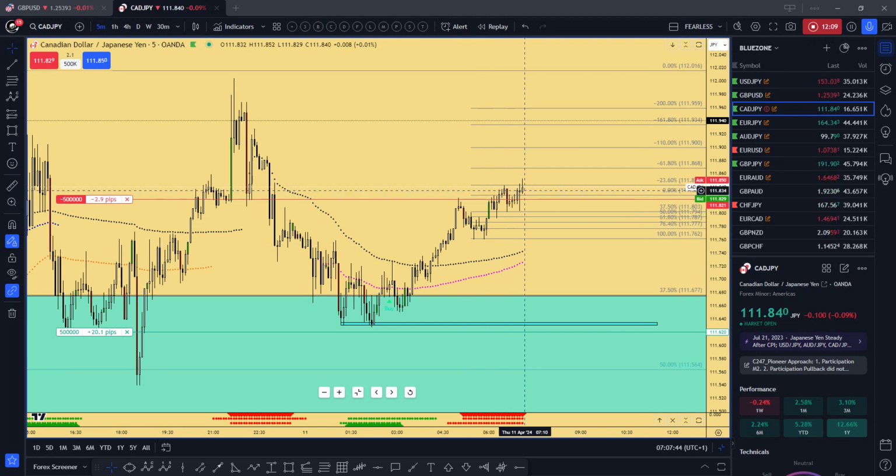So where do we put the stop loss? Because we are currently buying against the trend, which is okay, but you need to understand the concept to be safe.